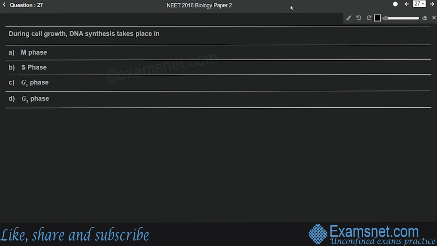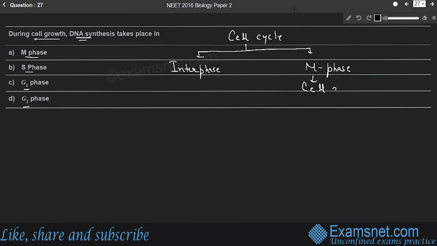Question number 27 is from the chapter Cell Cycle and Cell Division, and the question is during cell growth DNA synthesis takes place in. Options are M phase, S phase, G1 phase and G2 phase. Okay, so let's first understand the events of a cell cycle. Cell cycle mainly consists of two phases. First one is the interphase, and the second one is M phase or the mitosis phase. Okay, so during the M phase, cell division or the mitosis of the cell takes place.